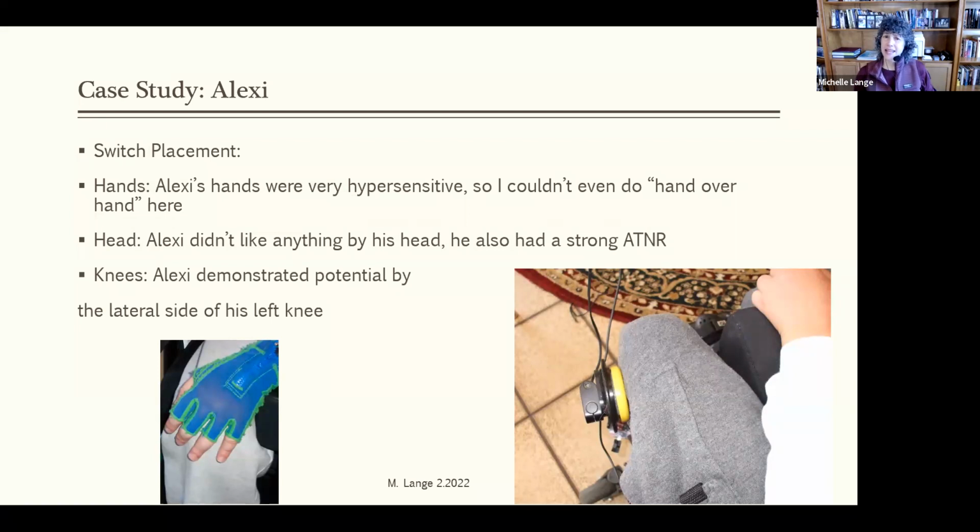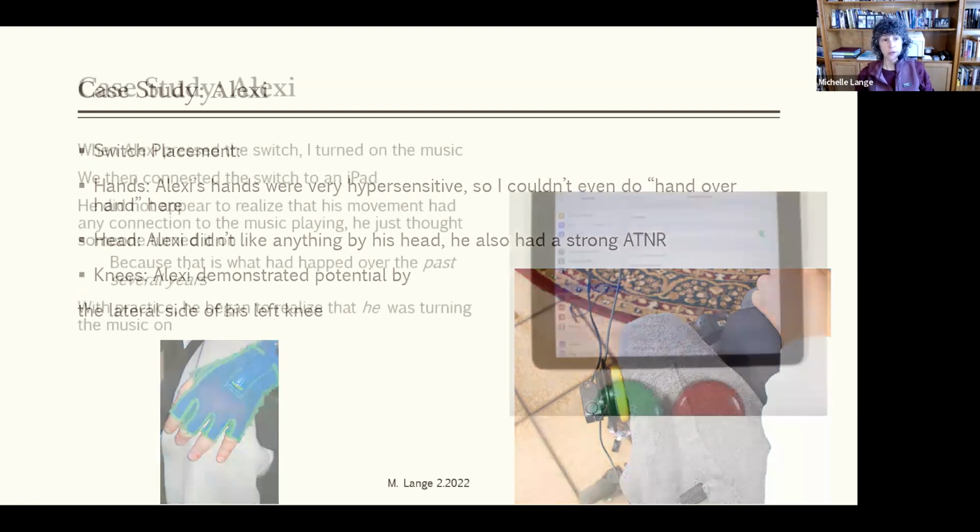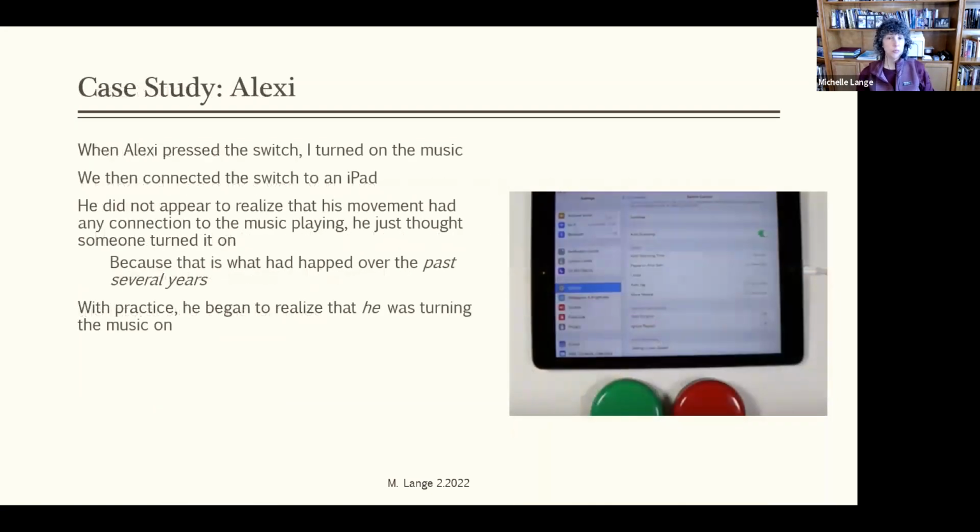He didn't like anything by his head. He would just turn towards it, jam his head into it. He also had a very strong ATNR that would drive that movement towards a switch. But he did demonstrate potential to use a switch by the lateral side of his left knee. So we placed a switch here, and I would help him push the switch while he was learning that this was how he was starting the music. So again, when he pushed the switch, I turned on the music.